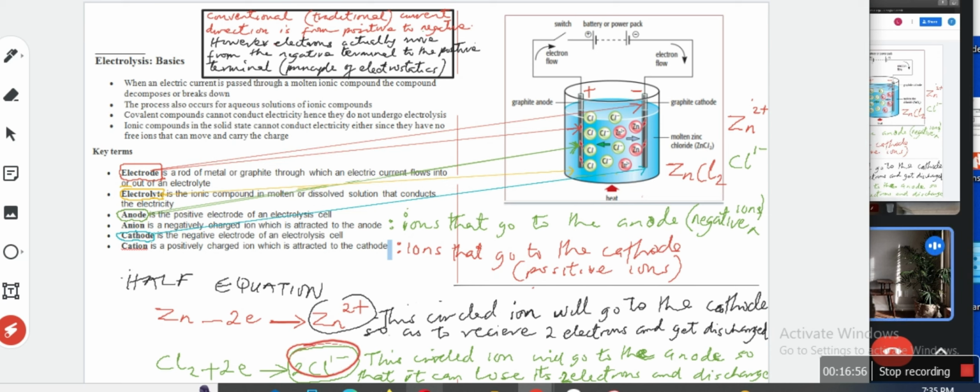This chlorine is negatively charged, isn't it? Remember, it is going to where?